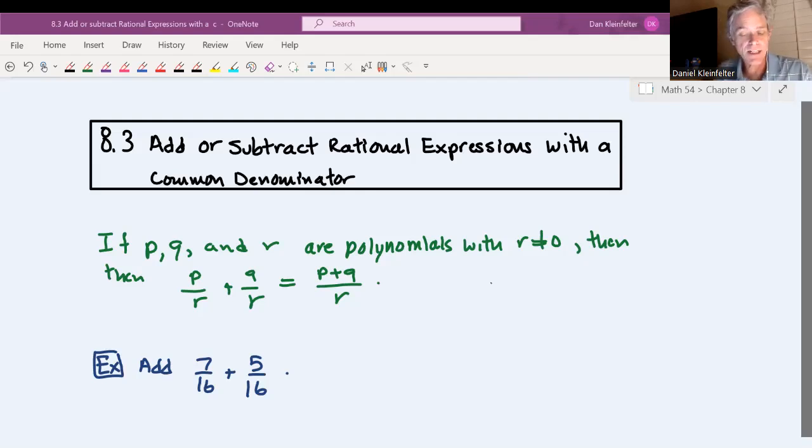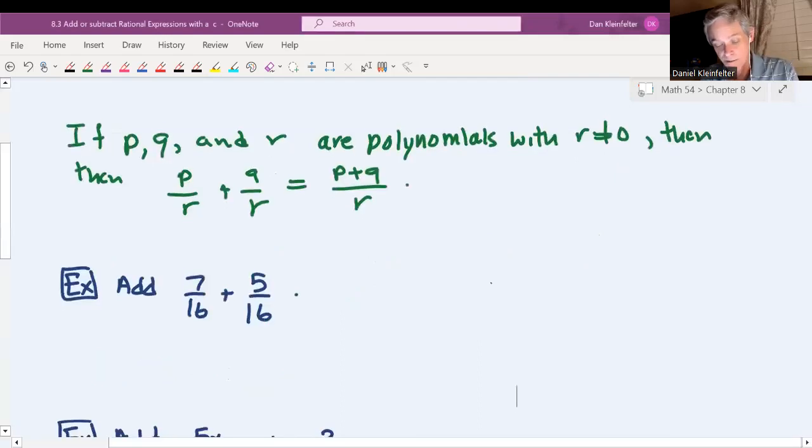So the fact about addition: if P, Q, and R are polynomials and R is not zero, then to add P over R and Q over R, there again, notice the R's are the same, you keep the same R on the bottom and you add the tops, P plus Q. And that's it. That's how that goes.